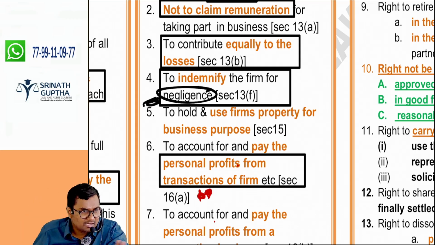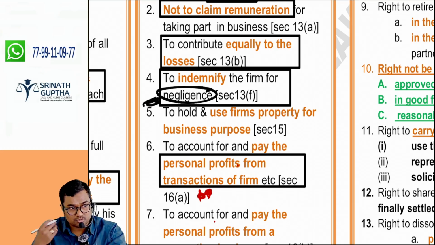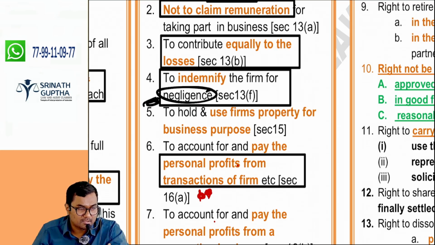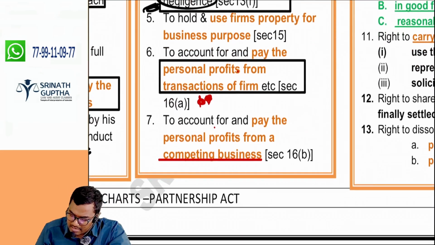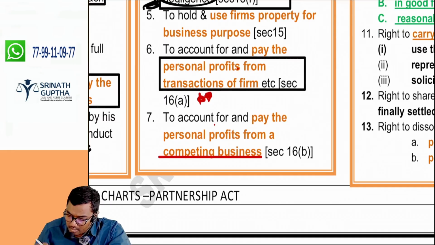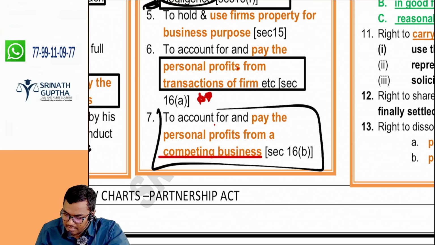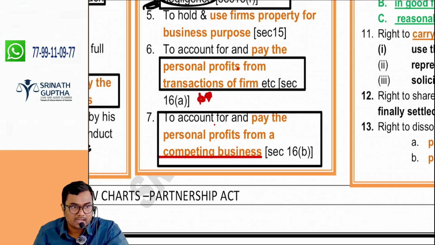Then we discussed one example, the sugar example. The firm is selling sugar, and a partner is also producing sugar and selling the sugar to the firm at a higher price. Whatever higher price the firm paid to this partner, you have to refund all that money to the firm. That question is very, very important also. And to account for and pay the personal profits from competing business: a partner should not do competing business while acting as a partner. If you do any competing business and get personal profits, surrender them to the firm.